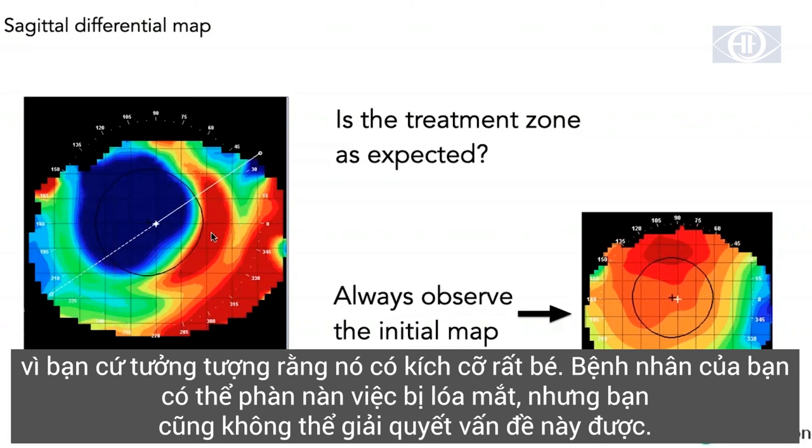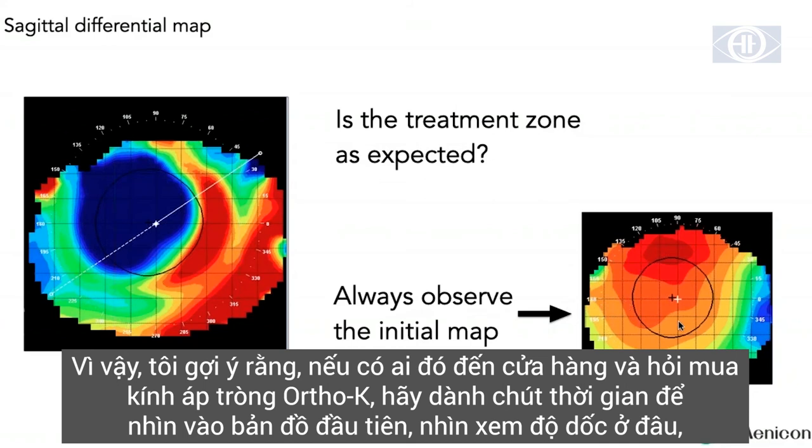So what I suggest is, if someone comes into a shop or your practice and asks for Ortho K lenses, take a moment and look at the initial map and look where the steepening is.